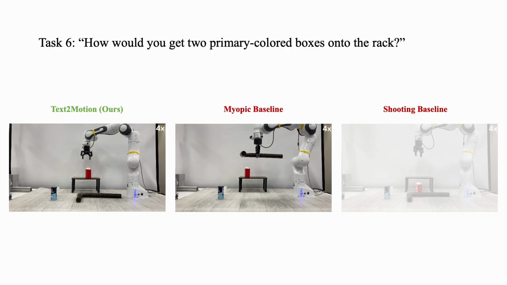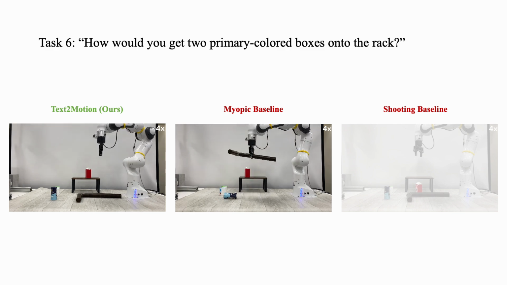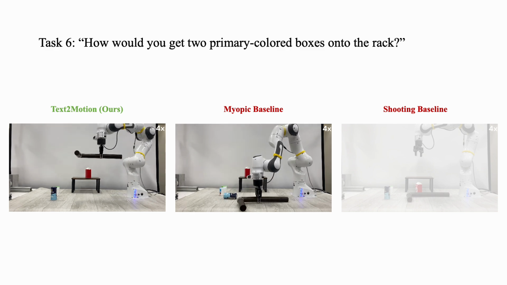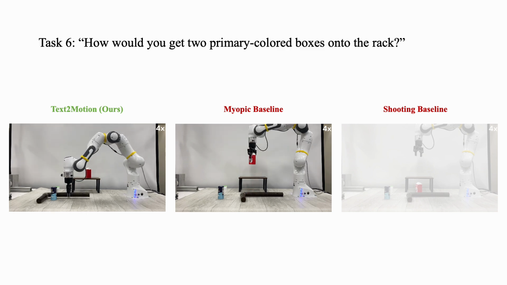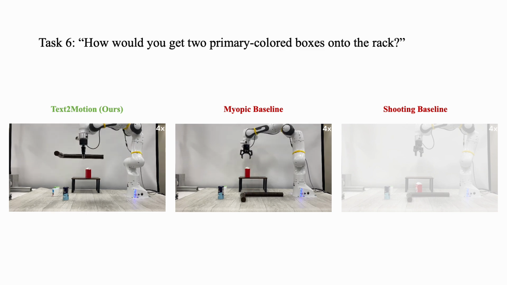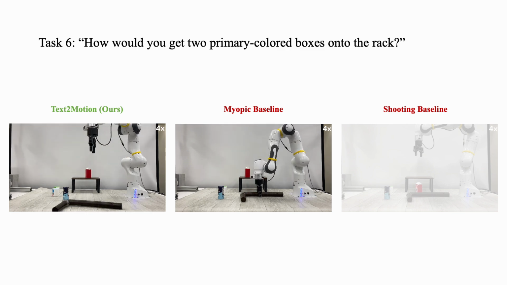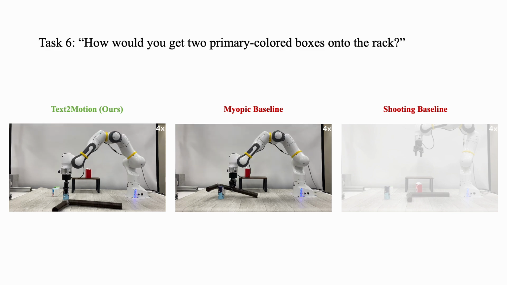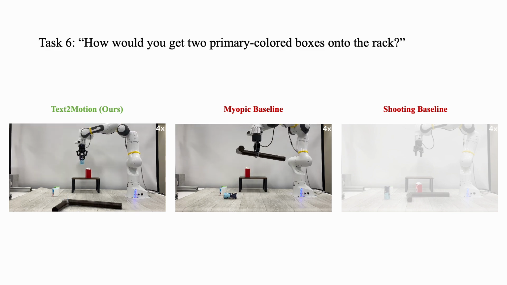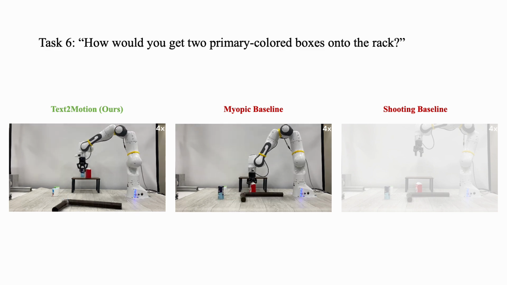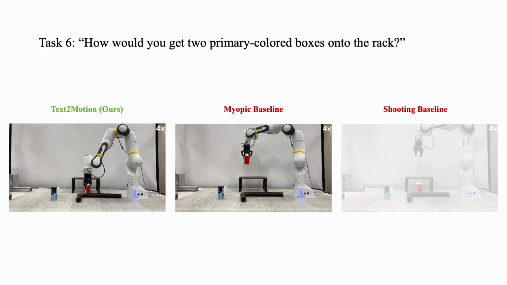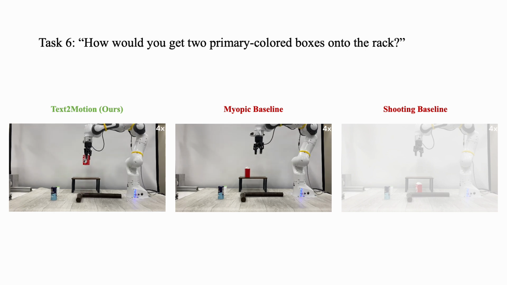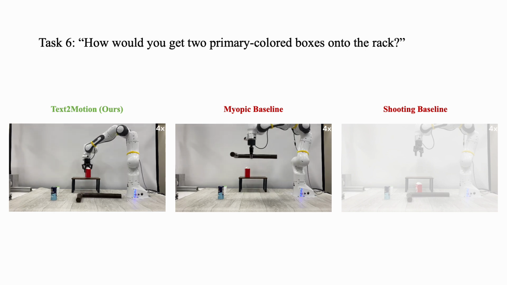For Text2Motion, geometric feasibility planning ensures that pick hook is executed in a way that enables the downstream pull box skill. The myopic baseline executes pick hook, but in a way that is not conducive to the downstream pull skill. In this case, it attempts the pull skill but still fails. The shooting planner fails to find a plan altogether because the LLM did not deduce the use of the hook in any of its predicted skill sequences.